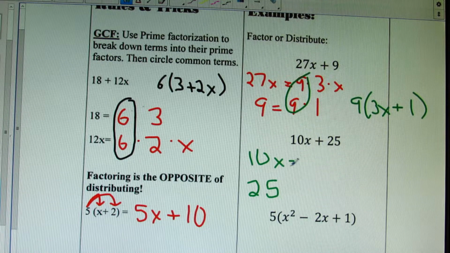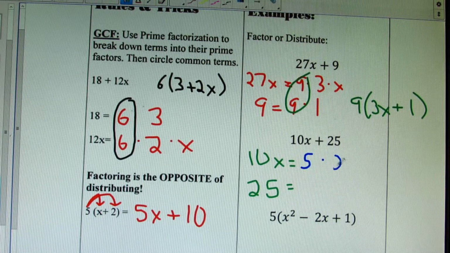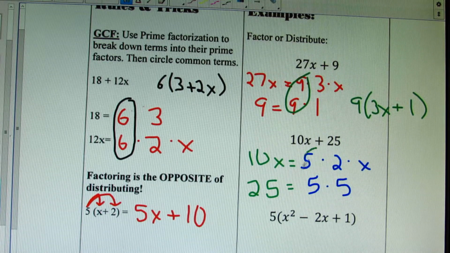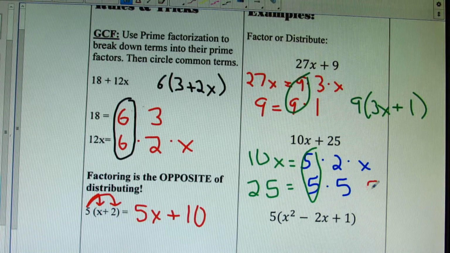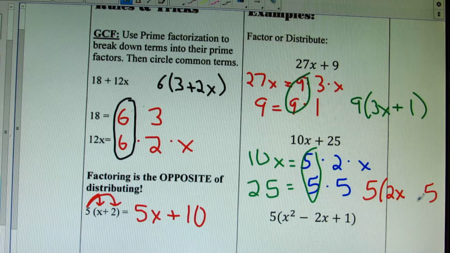Next one. 10x. Ooh, handwriting's getting really bad on this. And 25. I can write 10x as 10 times 1, but 10 will not go evenly into 25, so I have to pick 5 and 2. Using one of the same terms that they're going to have in common, my final answer will be written as 5 times 2x plus 5.